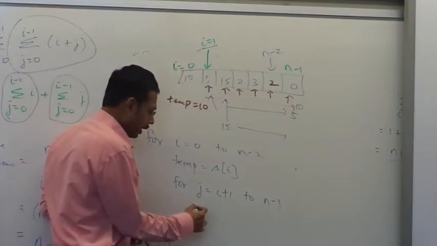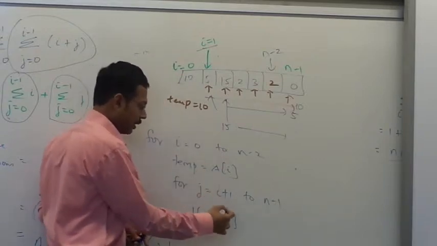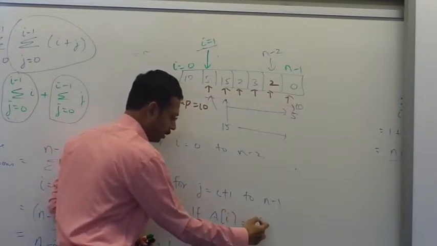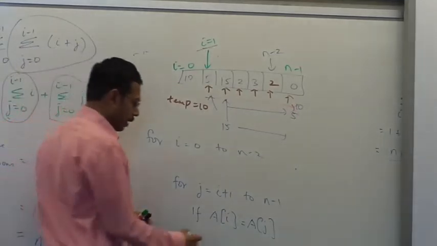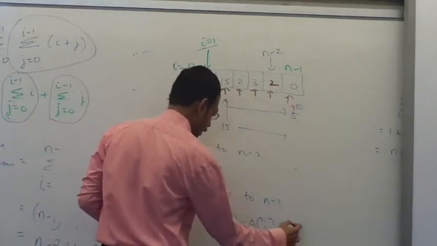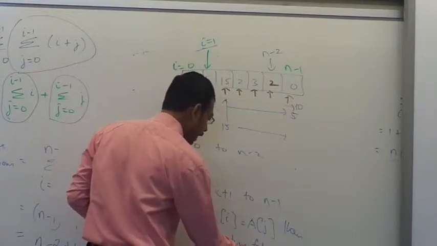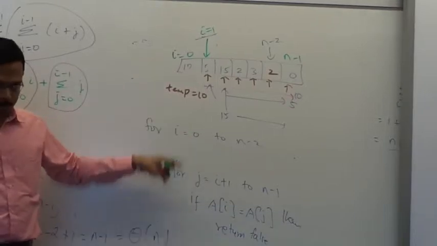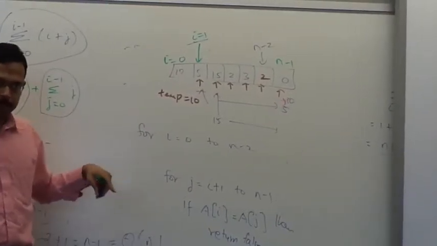And all you are doing is, if a of I, if you don't have a temp here, I can just say, don't need to have a temp. Why are you wasting another memory location? Just say a of j. Right? Return false. So if you are equal, return false. So you are basically terminating the whole process. If they are not equal, keep checking.